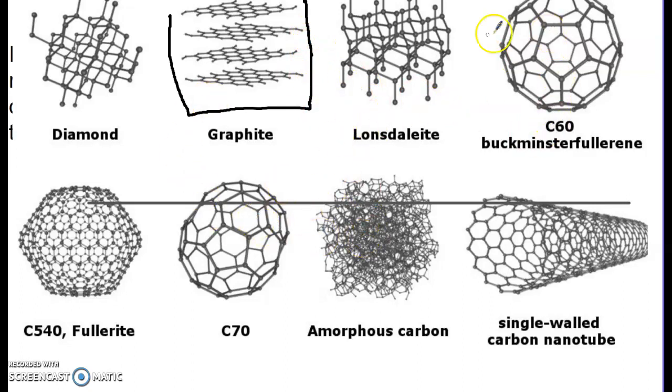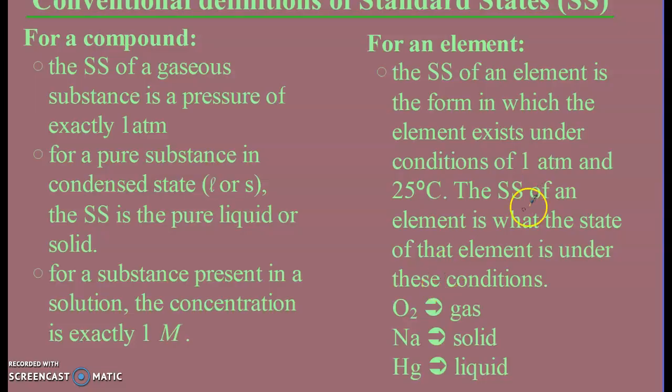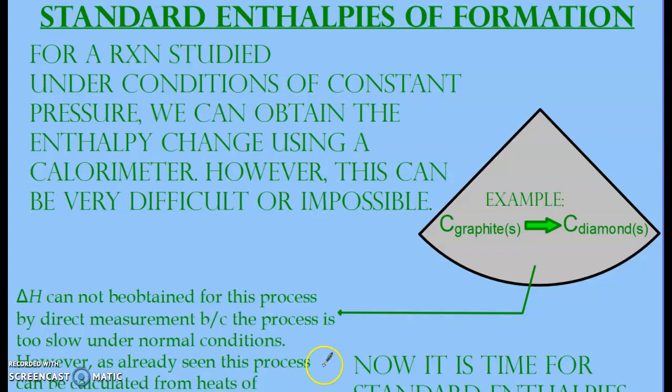Here are some different forms of carbon. This is Buckminsterfullerene. It's kind of cool. Here's a carbon nanotube, kind of interesting. I don't know much about these other ones, but these are what are called isomers: same chemical formula, different structure. I forget the name of them off the top of my head, but anyway, back to the standard enthalpies. So that's an example, graphite to diamond.